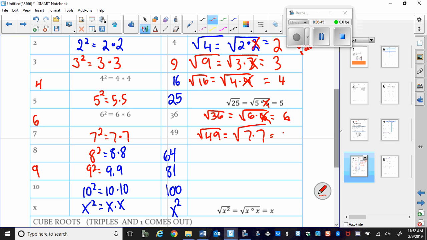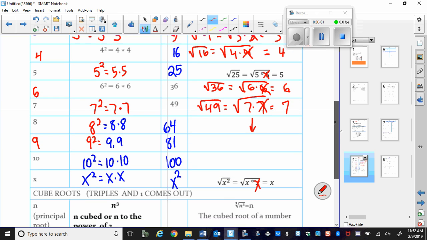The square root of 7 times 7 equals 7. So on and so forth. So keep going down the list. And when you get to the square root of x squared, this equals the square root of x times x. One goes away, and one comes out of the radical.